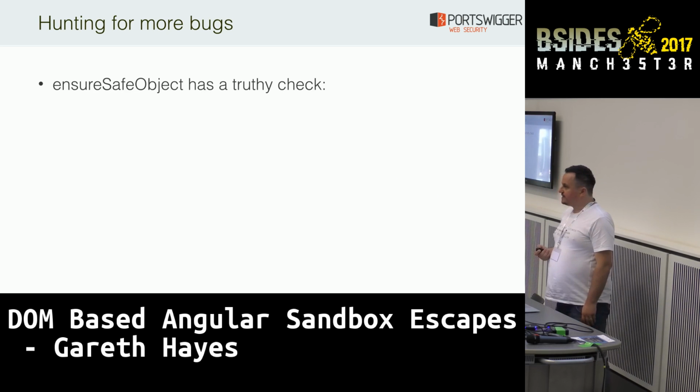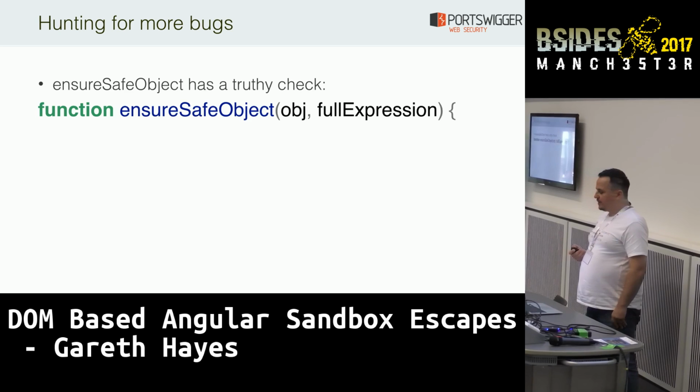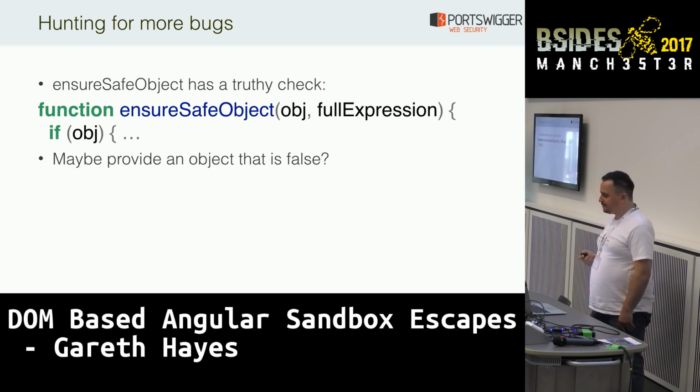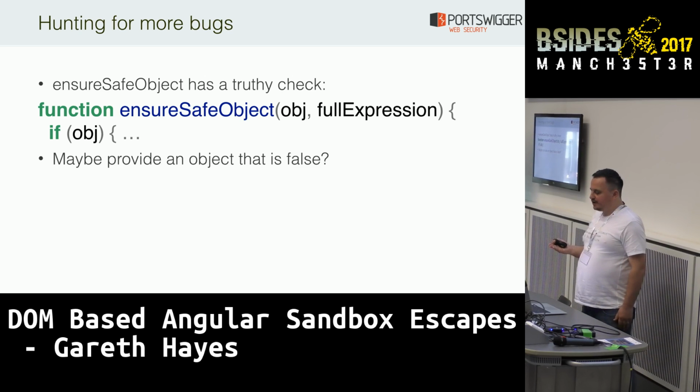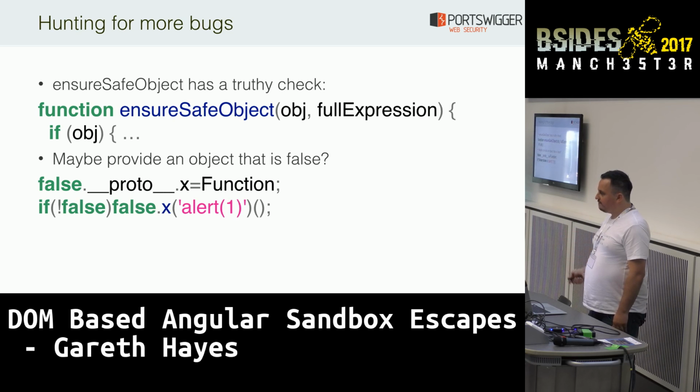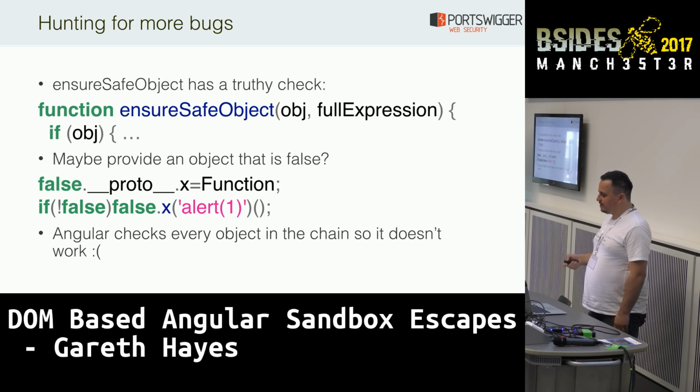You might remember the ensure safe object function that I showed you earlier. So in Angular, there's an ensure safe object function, and it checks to see if the object is truthy or not. So what I thought, well, what about if I provide an object that is false? So here, I modify the Boolean prototype and then assign that to the function constructor. So now we've got an object that is false, but allows us to execute arbitrary code. So I thought maybe we could use that to skip that security check. And it does work, but it will only work on the false object. Every other property will be checked, so it won't bypass the sandbox.